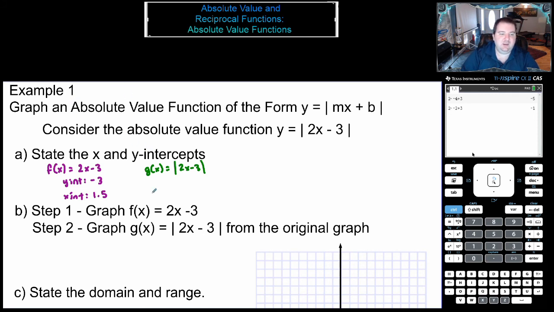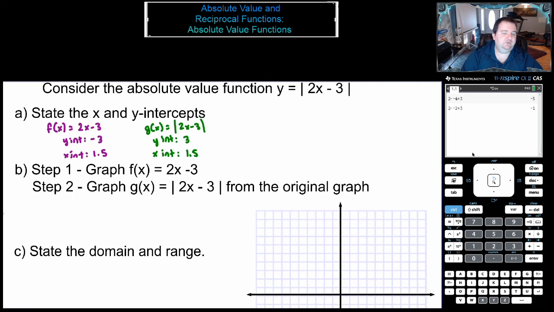So I can say here with certainty that my x-intercept for g of x is going to be exactly the same. What's my y value going to be? Why did I change it to purple? I shouldn't have done that. My y-intercept is going to be the absolute value of my other original graph's y-intercept. So it was -3, now it's 3. So that's all you really have to do is apply that little piece of understanding there. Let's go ahead and graph them.